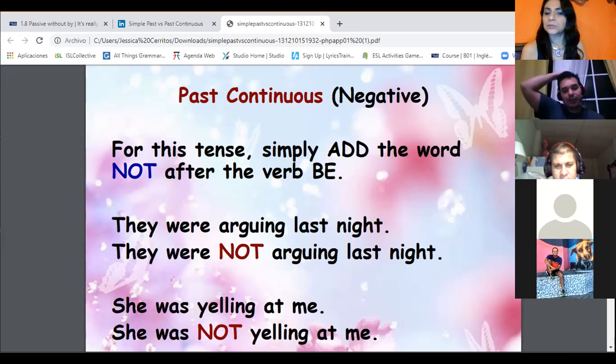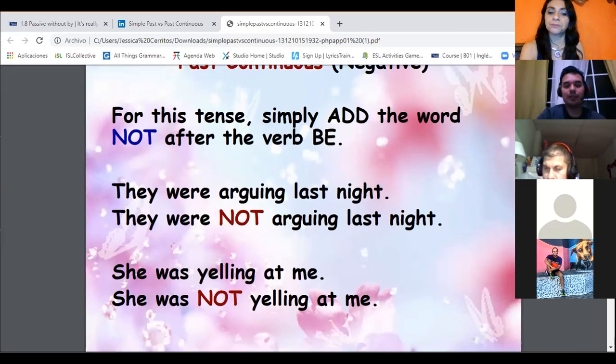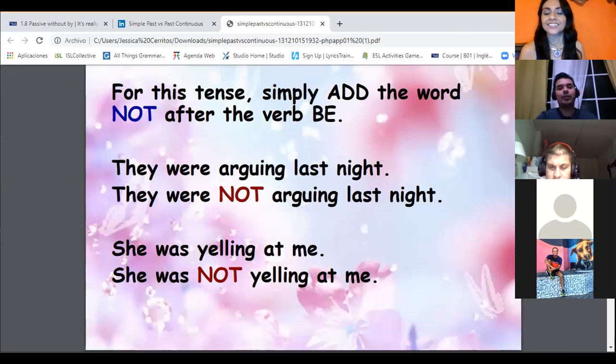What is the infinitive of this verb? Argue. To argue. Okay. The spelling, Daniel, is... plus ing. The infinitive is A-R-G-U-E. Okay. Argue, thank you. Okay. She was yelling at me. She was not yelling at me.